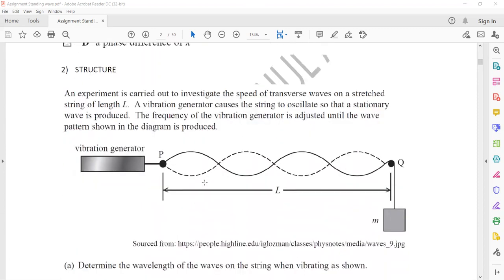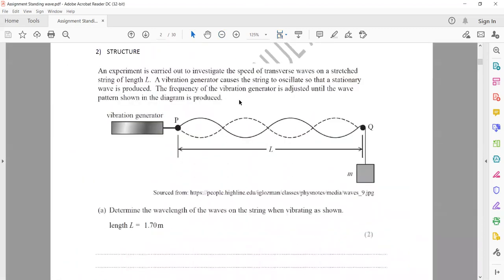Moving on to the next question. The structure question: an experiment is carried out to investigate the speed of transverse waves on a stretched string of length L. A vibration generator causes the string to oscillate so that a standing wave is produced. How is the standing wave produced? When this vibration generator produces a vibration, the vibration travels and strikes the pulley and bounces back. So two waves traveling in opposite directions give rise to a standing wave.